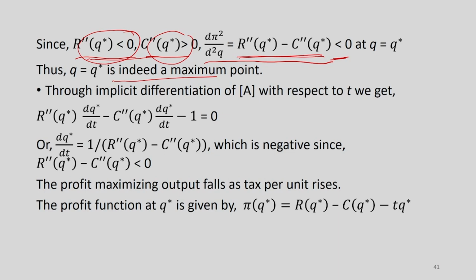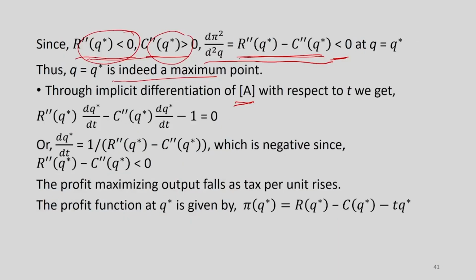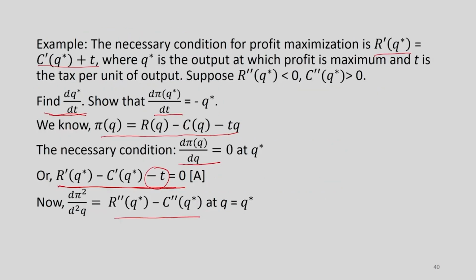Okay, what we do is that we take that condition A. What was this condition A? It is the necessary condition actually. And from this condition, we do the implicit differentiation with respect to t. Why t? The reason is that we have to find out dq star dt. So, it is a derivative with respect to t.